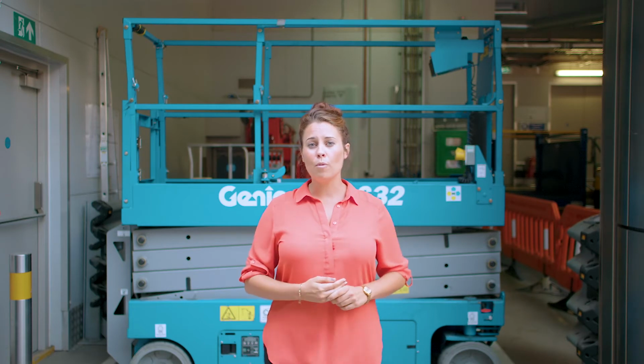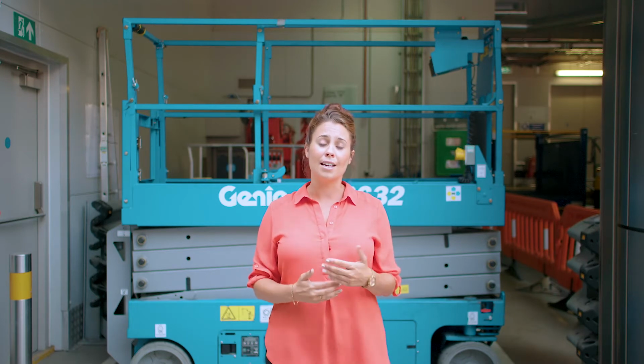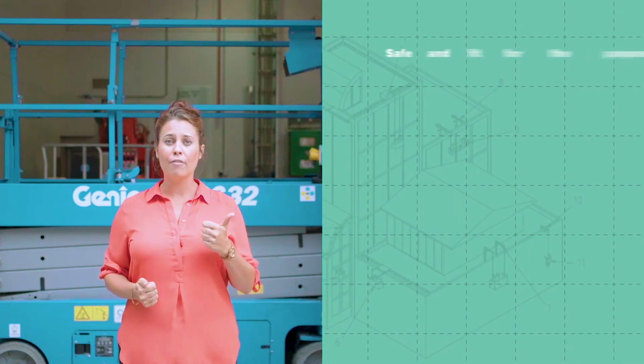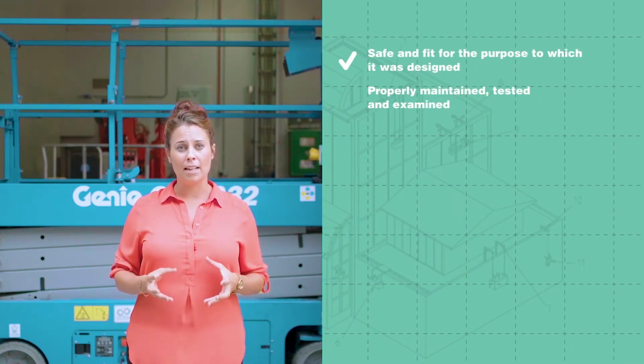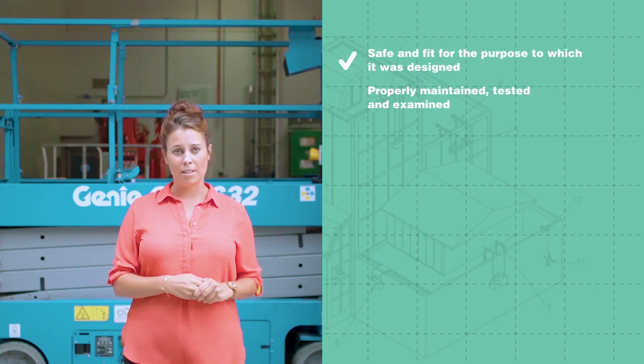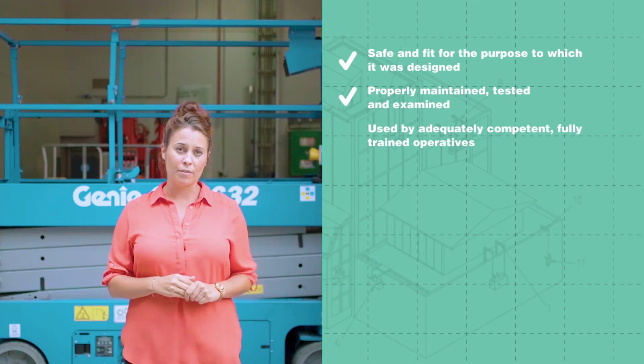Ultimately, the safety of the workers on any site lies with the building owner, who may act as or employ a duty holder to facilitate their obligations. In either case, it's the legal responsibility of the duty holder to ensure facade access equipment is safe and fit for the purpose to which it was designed, properly maintained, tested and examined, and used by only competent, fully trained operatives.